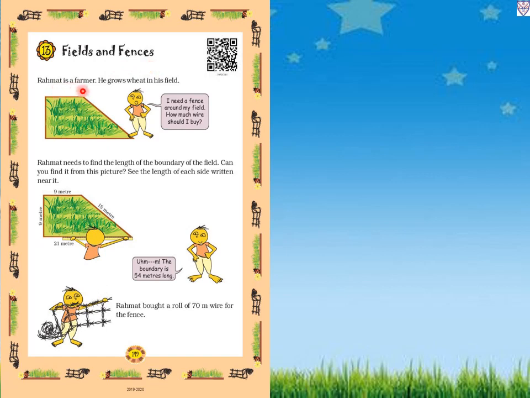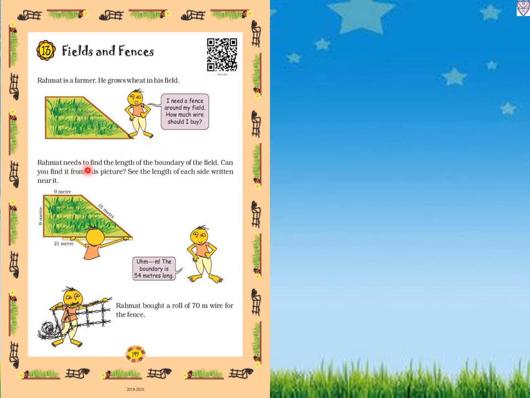Rahmat is a farmer. He grows wheat in his field. So in this way, in his field he grows wheat. "I need a fence around my field. How much wire should I buy?" So he wants to make a fence around his field, and he is asking how much wire he needs to buy.